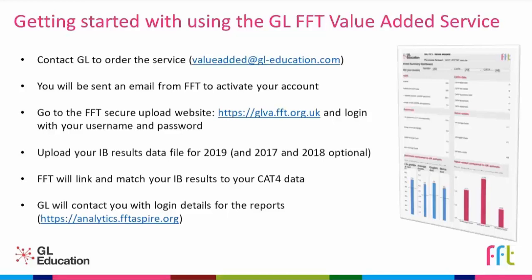The good news for the IB value-added service is that you simply have to send us your IB results file, so there is no complicated transforming of data or filling in spreadsheets. You simply need to send us your IB results file. That is the file that IB sends to you each year with your results. FFT and GL will then be able to match that data to the CAT data that we already have for your students, and that is the data that is used to produce the reports that we've looked at today.